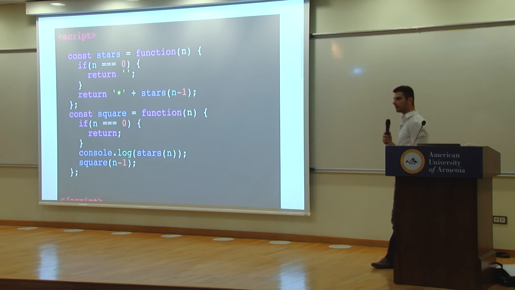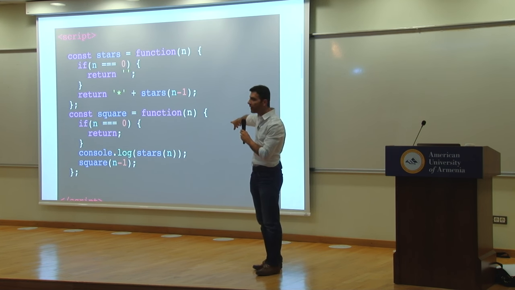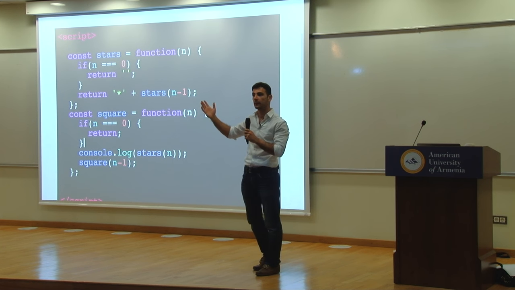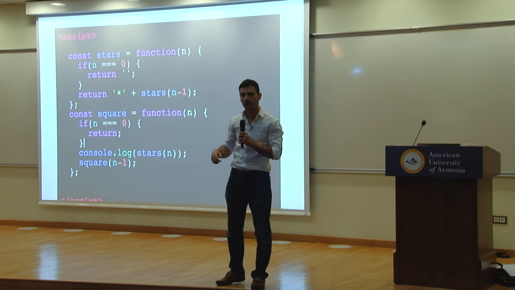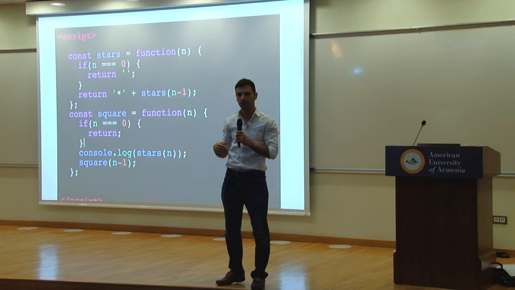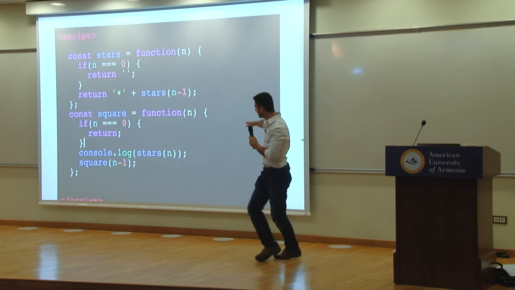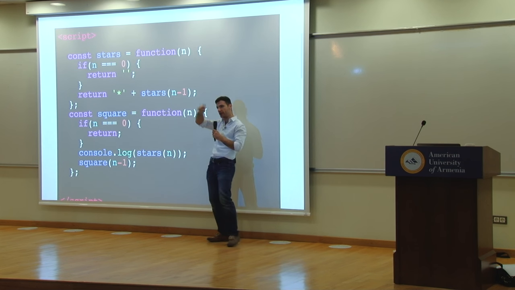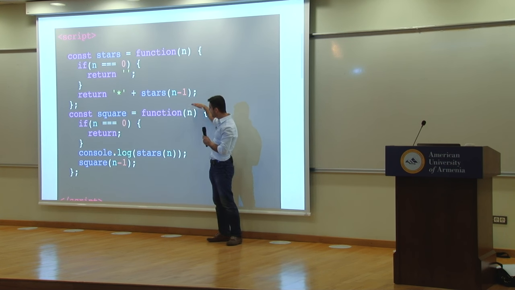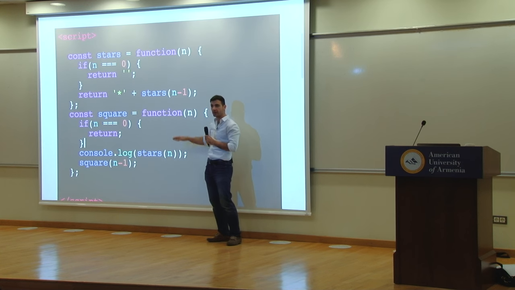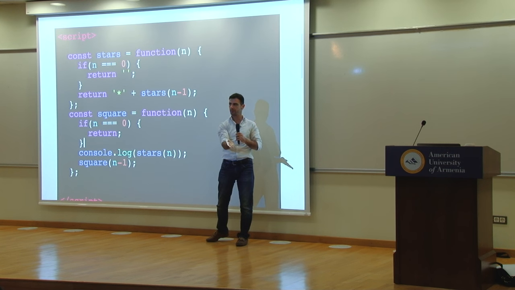What would happen if I were to call square with, say, a 5? I want to hear what you have to say. So what would you see on the screen? Exactly. The first time we would print n, which would be 5, right? So we would print 5 stars. N minus 1, n becomes 4. When we come here, we print 4 stars, n minus 1. We come here, 3 stars. So what we'll get is this, right?